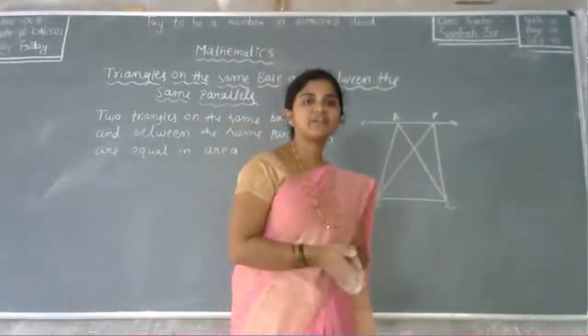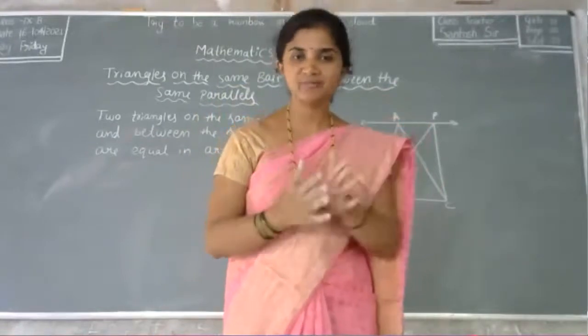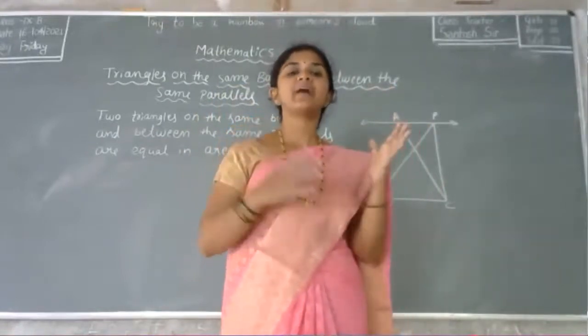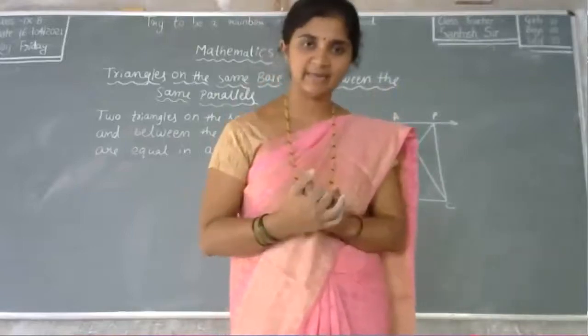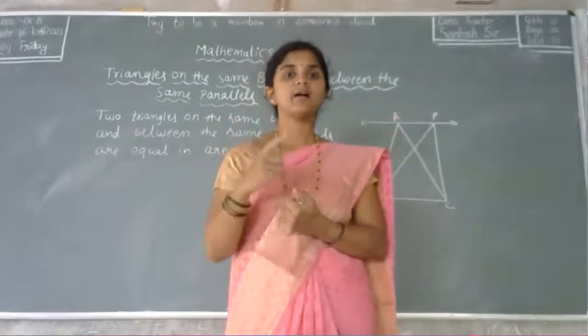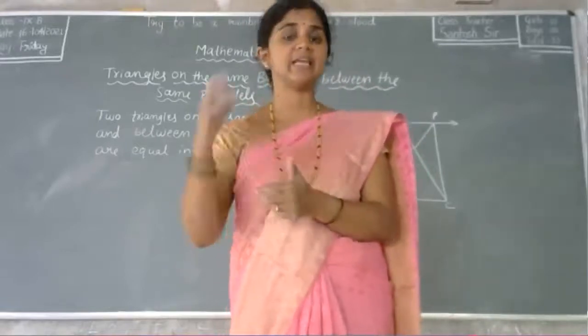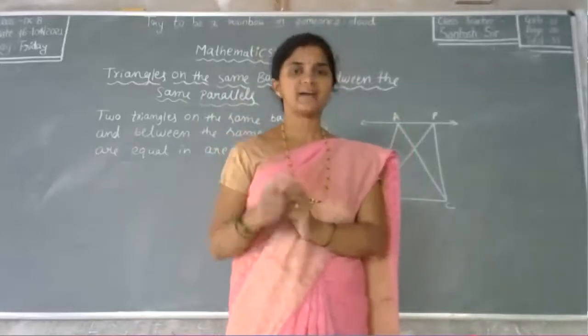In the last videos, we discussed figures on the same base and between the same parallels. In the first video, and in the second video, when two parallelograms stand on the same base and between the same parallels, they are equal in area. Then, when one triangle and one parallelogram stand on the same base and between the same parallels, the area of the triangle is half the area of the parallelogram.